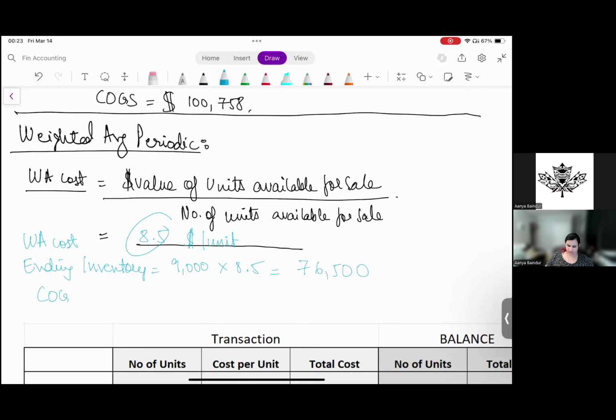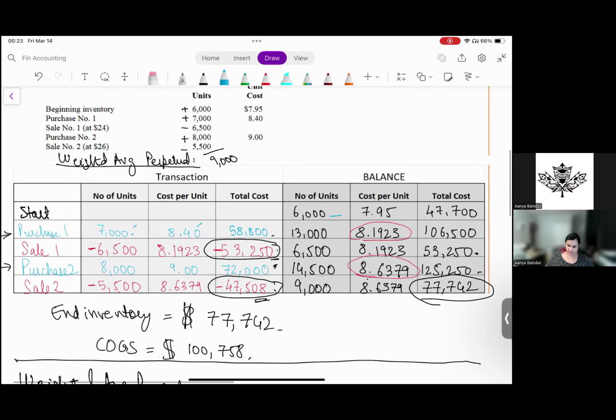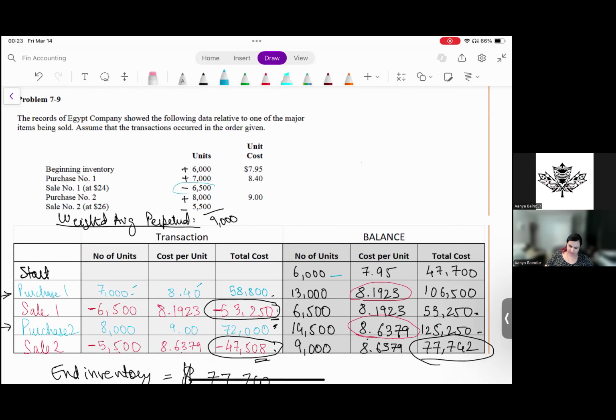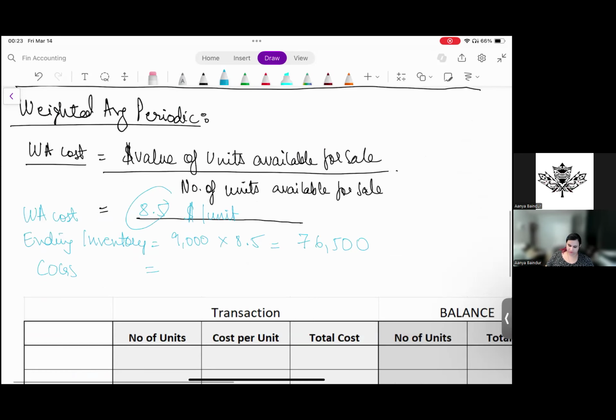Next, we need to know what the cost of goods sold is. For this, just see how many goods have been sold. So 6,500 and 5,500. So 6,500 plus 5,500 gives us 12,000. So 12,000 goods have been sold. 8.5. Again, we keep using the same cost that we've gotten. So 8.5 times 12,000 gives you 102,000. So again, this has been solved.